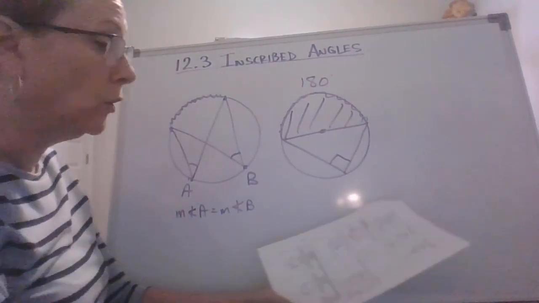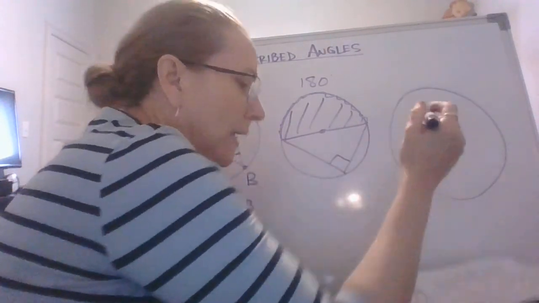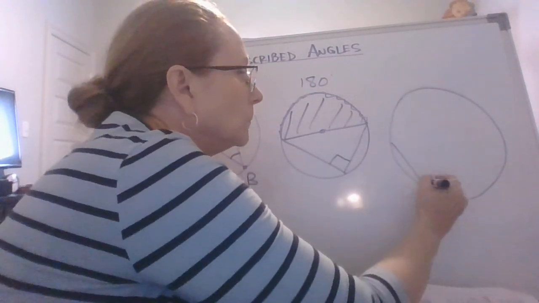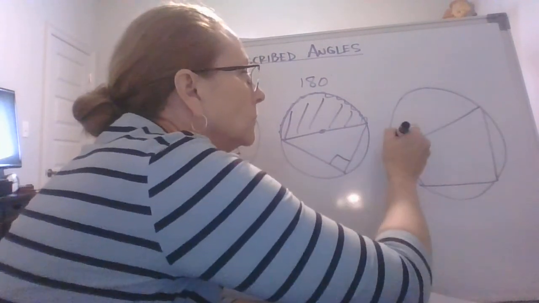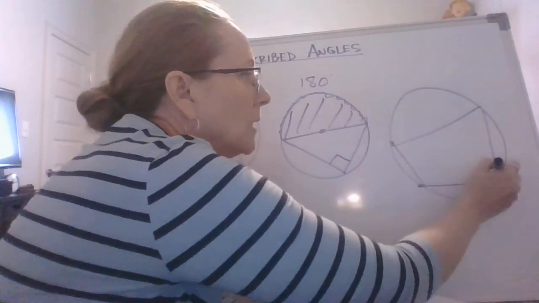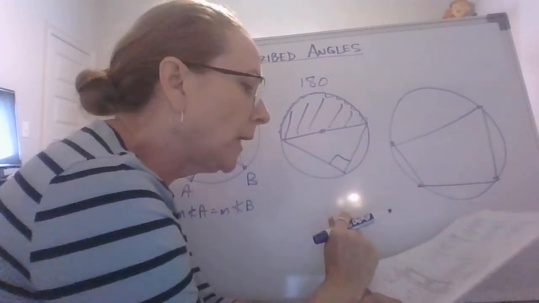Now our third corollary gets a little fancier because it's got 4 different inscribed angles. This is a quadrilateral. Doesn't have to be a square or a rectangle or a trapezoid. It can be any quadrilateral.